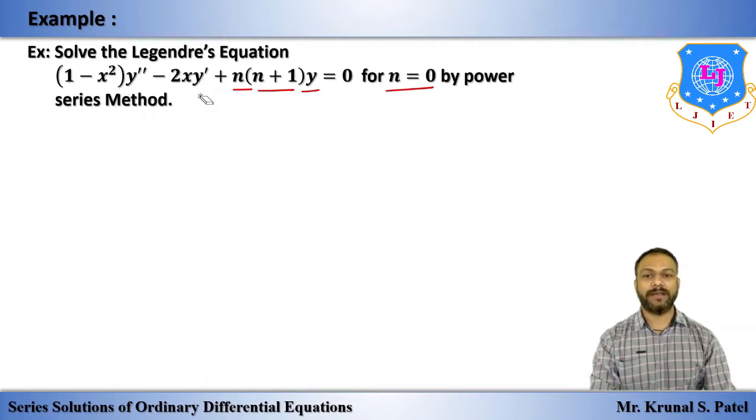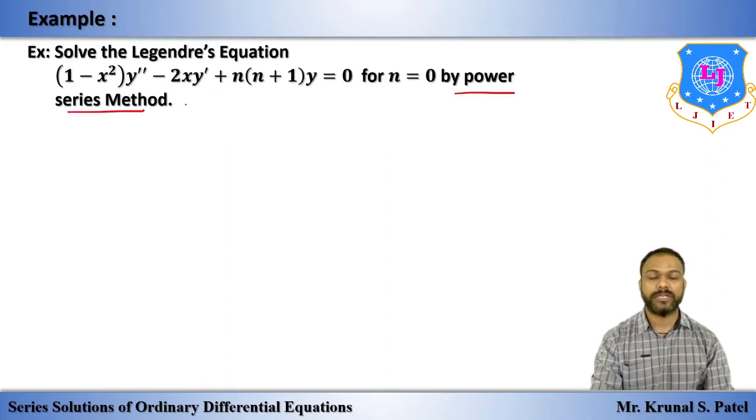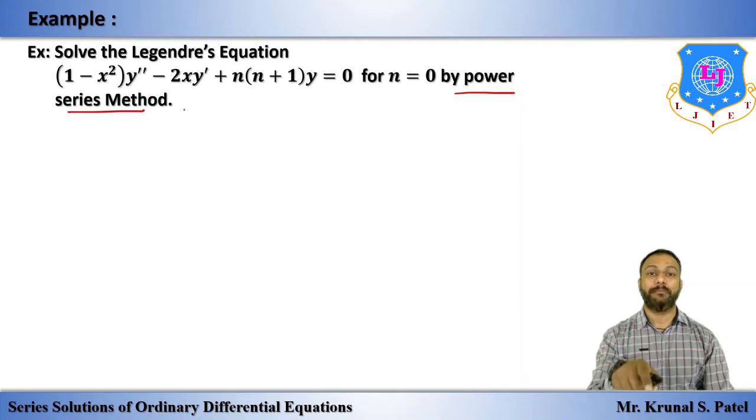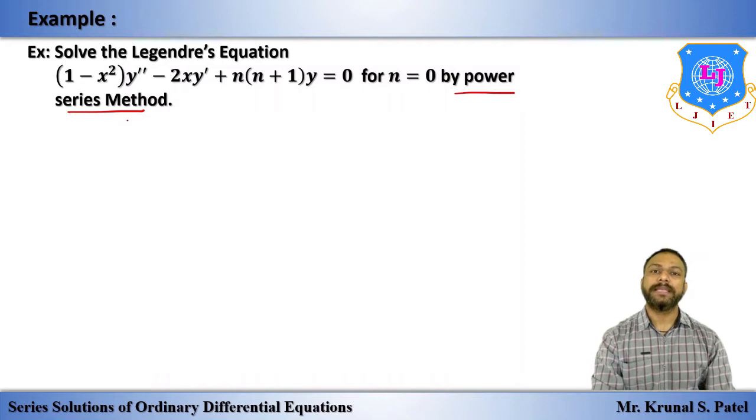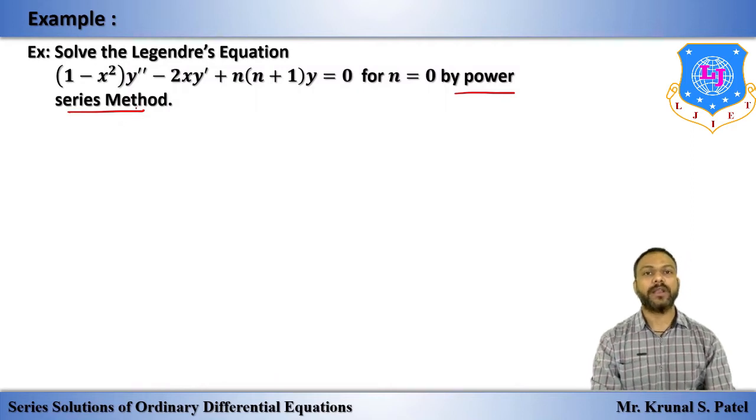Okay, whenever it is given that by power series method or find series solution, in that case you have to use this chapter's method. Otherwise, if it is asked solve only, not power series, then you have to use that higher order differential equation chapter. But here it is mentioned power series method or series solution near ordinary point. So now, as I told, we have to compulsorily check whether x is equal to 0 is an ordinary point or singular point. That is our first task.